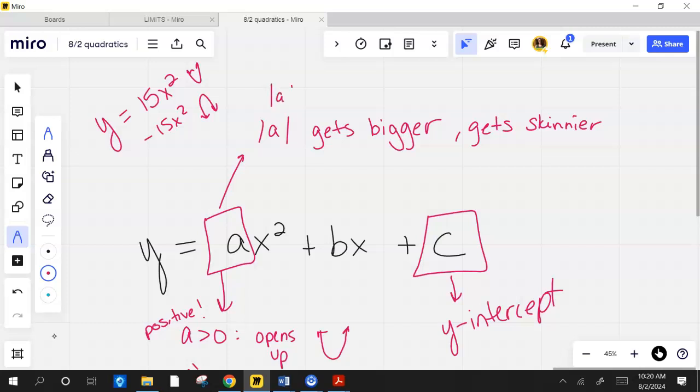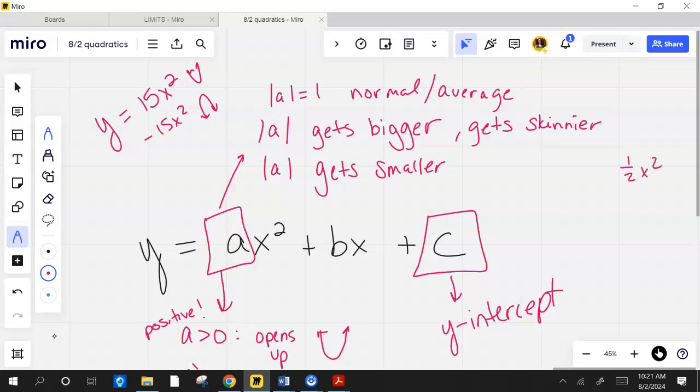Now, 1 is your normal. That's what I'm comparing to. So as I get bigger than 1 or smaller than 1, I'm talking about compared to this average graph. As the absolute value of A gets smaller, and again, I'm not talking about smaller negative numbers, I'm talking about taking the absolute value that gets smaller. So I'm looking at decimals and fractions, right? So maybe this is 1/2 x squared, smaller than 1, but the negatives don't matter, or negative 1/2 x squared. What do you think happens to the graph? It gets wider.